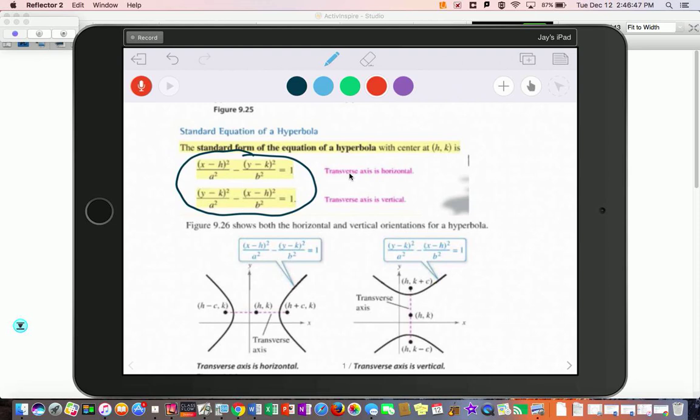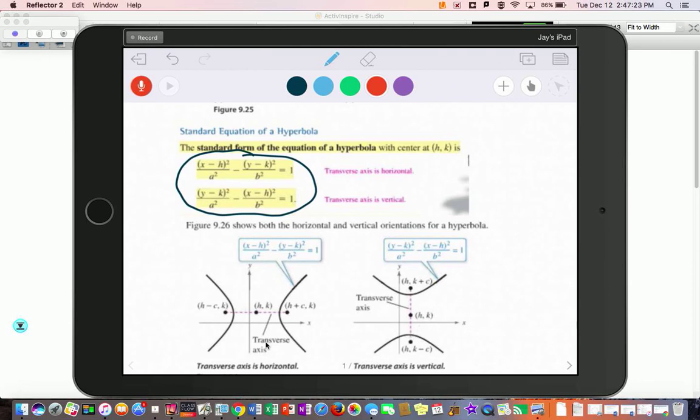direction of what is called the transverse axis. The transverse axis is basically what is going from vertex to vertex. If we look at these examples down here, this one's horizontal because x is first. So you're going to go whatever A is from the center to the vertex, and this is called the transverse axis. And the transverse axis over here runs from vertex to vertex.